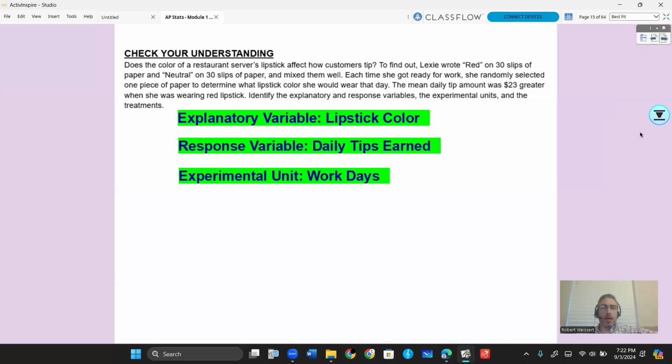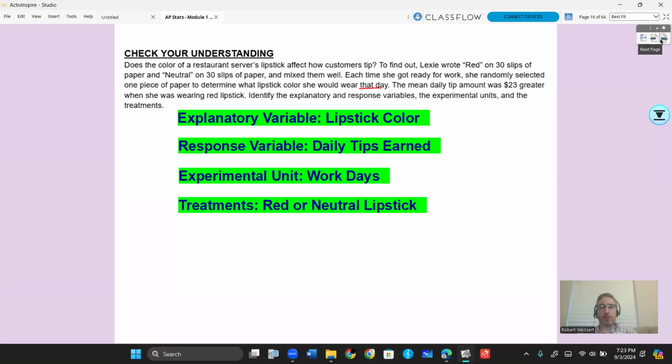Remember, she randomly selected one piece of paper to determine what lipstick she would wear that day. So we're not testing it out on people necessarily. We're trying to see how much money we're going to make in that day. So the work days in this case would be considered the experimental units, if that makes sense. And the last part here, the treatments were either the red or the neutral lipstick. So that's how to identify those. Let's move on to the next part of the lesson.